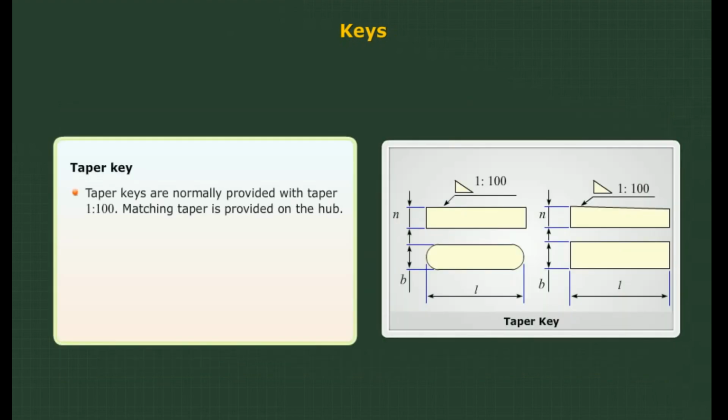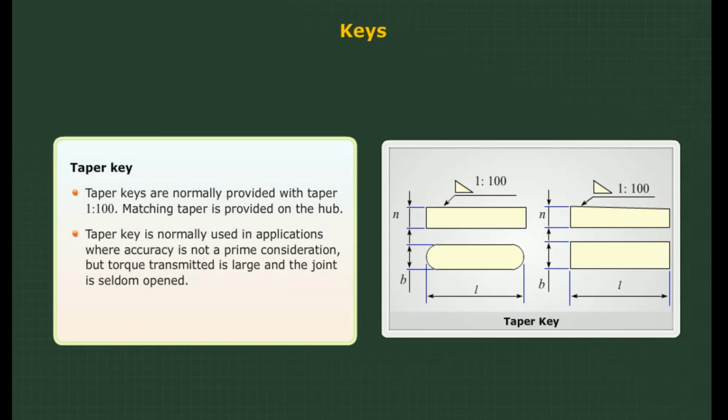Taper keys. Taper keys are normally provided with taper 1:100. Matching taper is provided on the hub. Taper key is normally used in applications where accuracy is not a prime consideration, but torque transmitted is large and the joint is seldom opened.